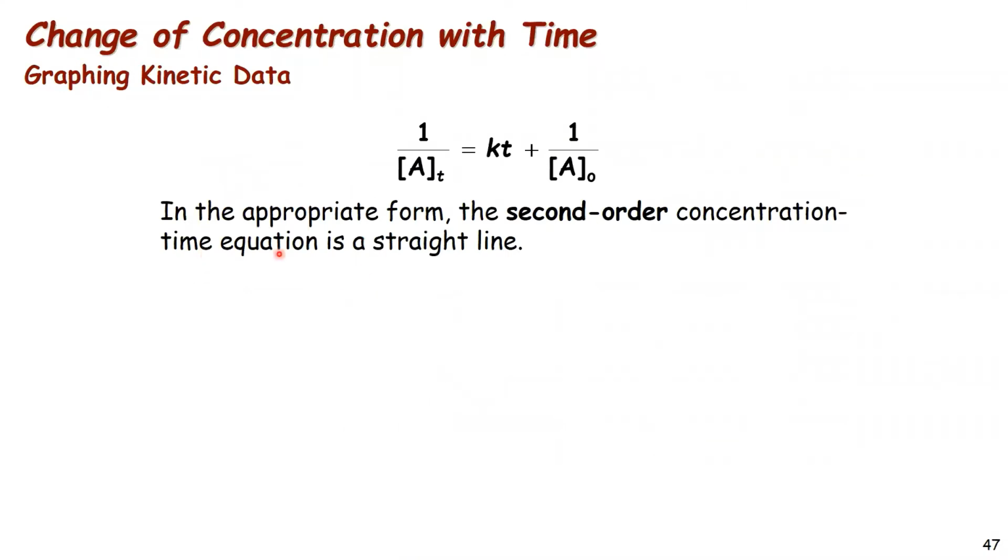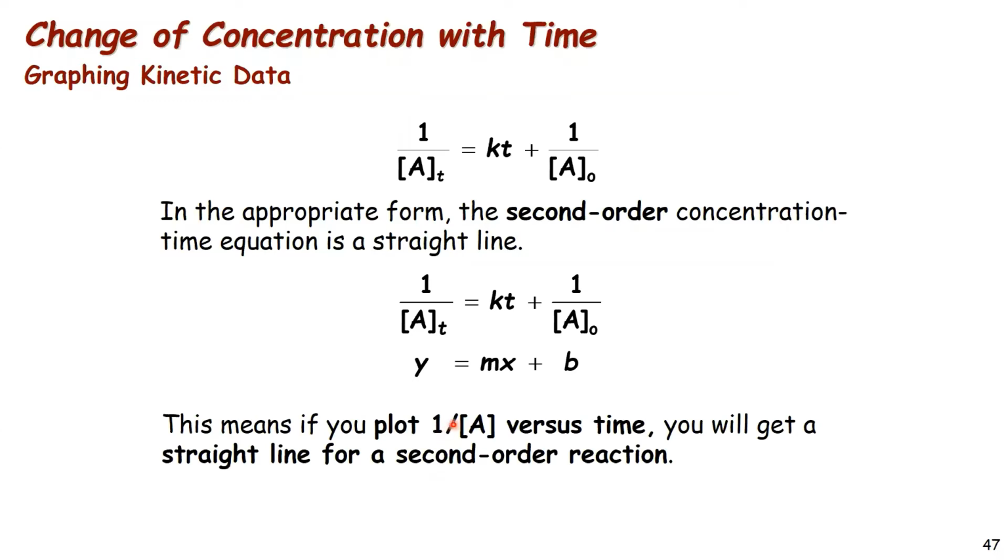For a second order equation, the time concentration equation is already given as a straight line. Again, this is y. m is just k this time, not negative k, but just k. x would be your t, and your b would be this positive 1 over the initial concentration term. Okay, so that's already a straight line.